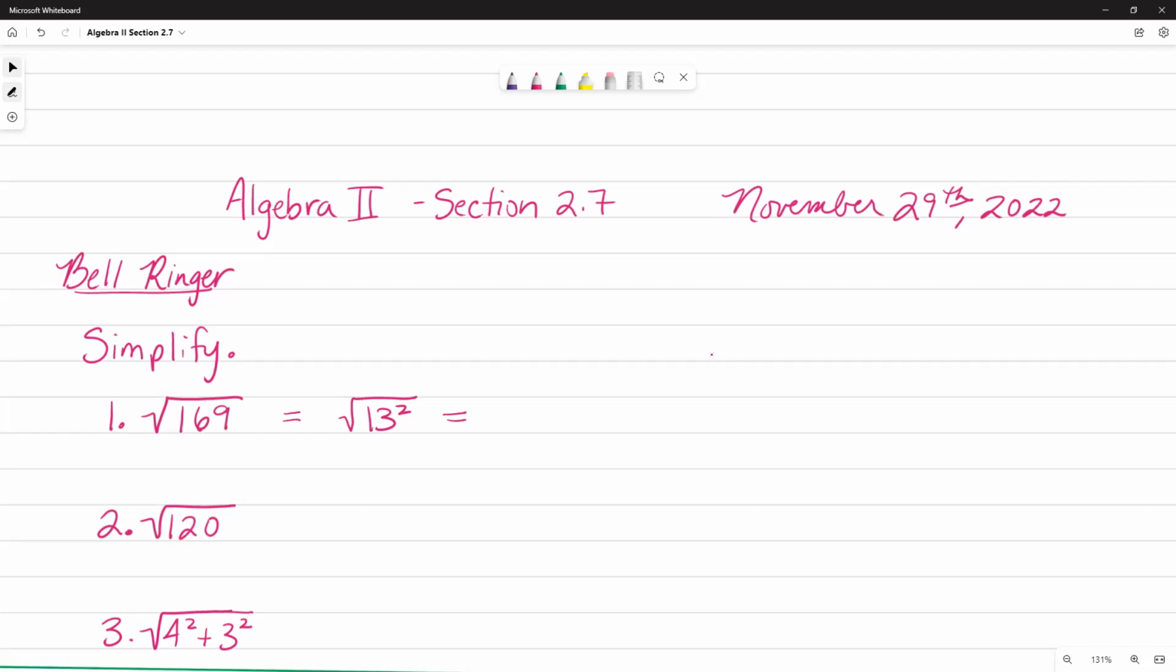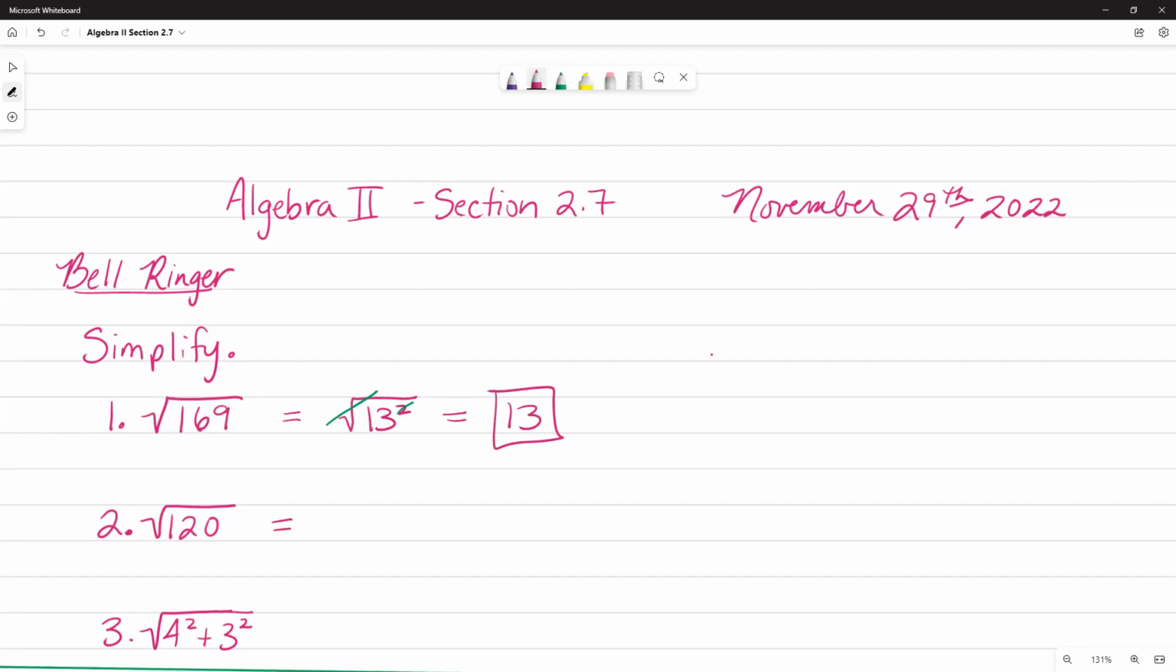Okay. All right. So back to our bell ringer with square roots. For those of you that just came in, square roots are the inverse of squared. And 169 is the perfect square of 13. So the square root cancels out the squared, the exponent, and so you are left with 13. So the square root of 169 is 13.